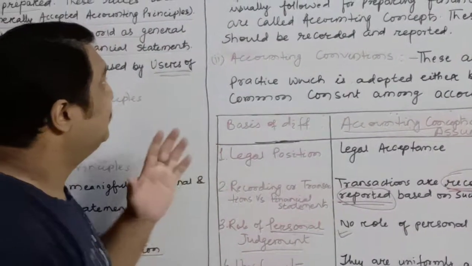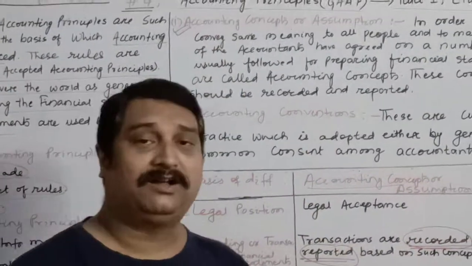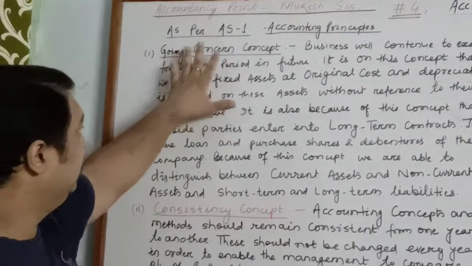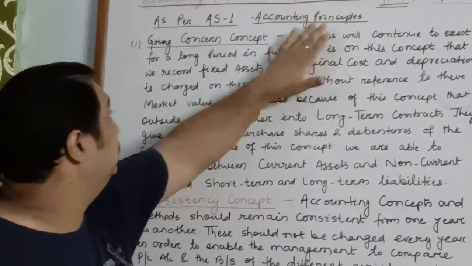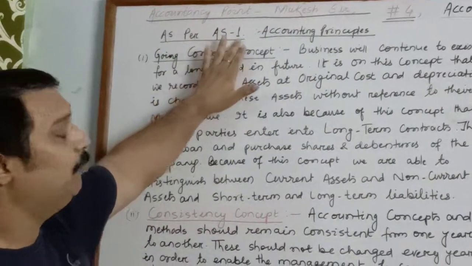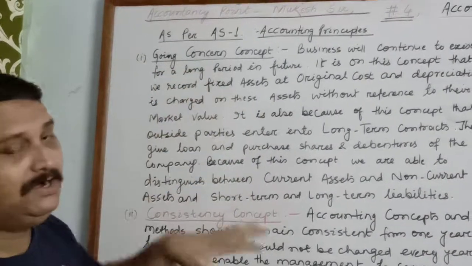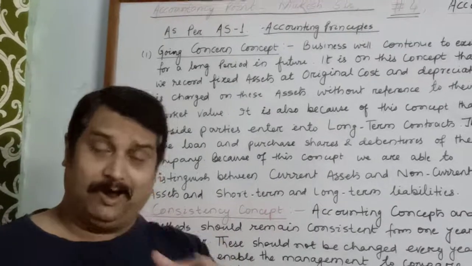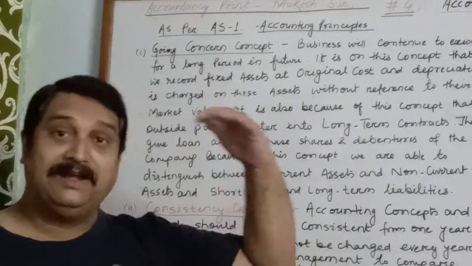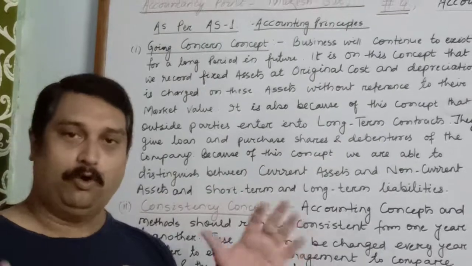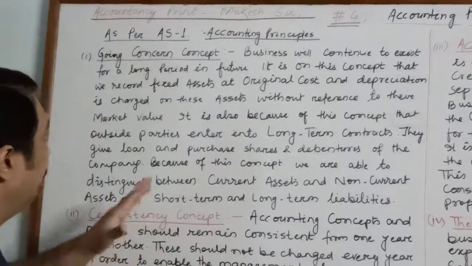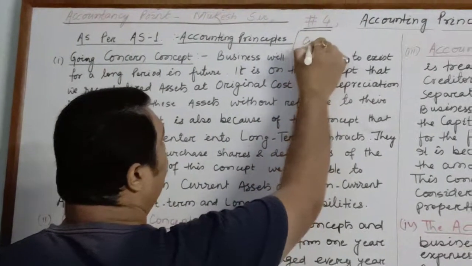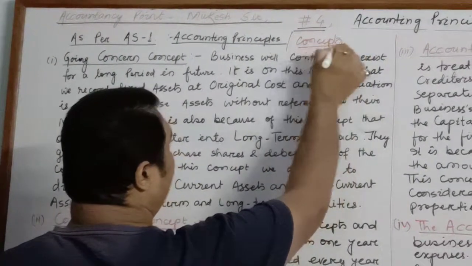Now we will start studying the various accounting concepts. So children, these are the accounting principles as per Accounting Standard 1. Accounting standards are those standards which are fixed by the accountants at the international level. So all of them set these principles. First, accounting principles, or you can say the concepts and assumptions.